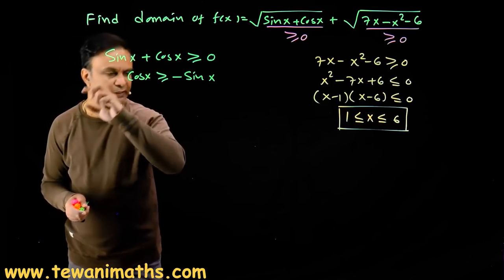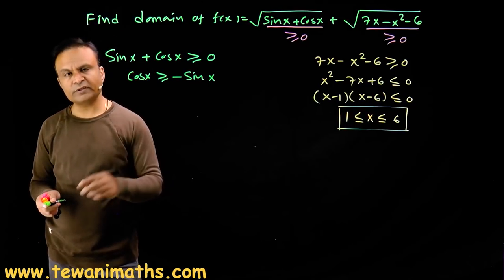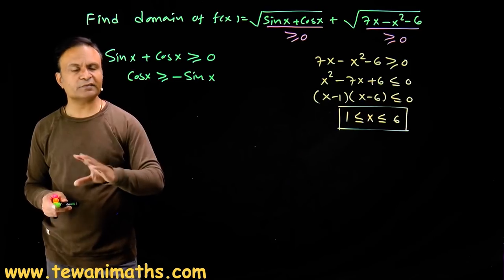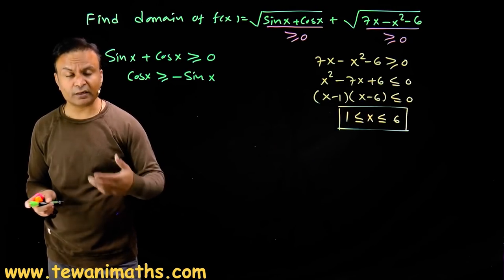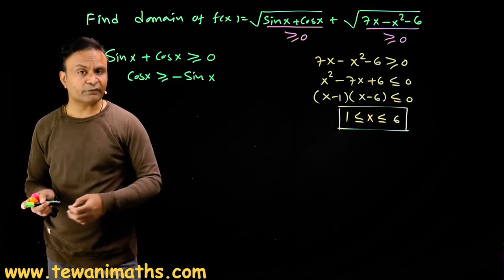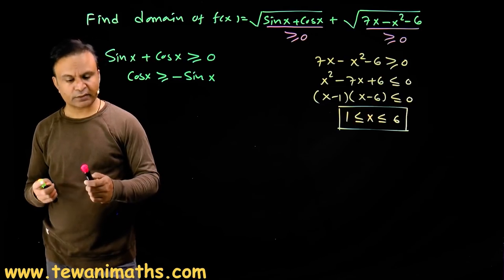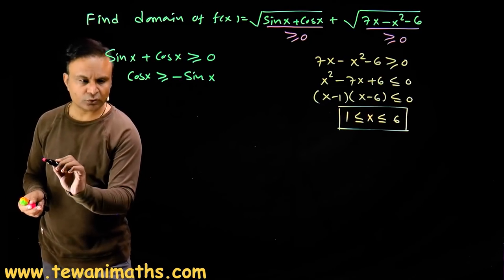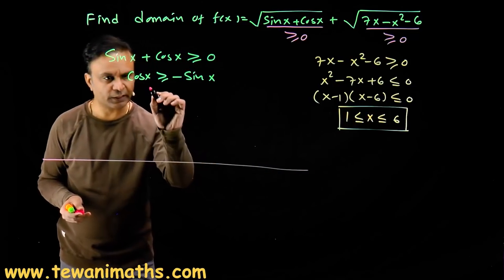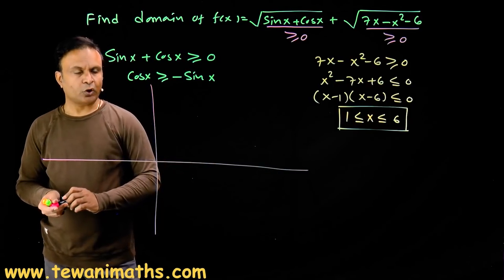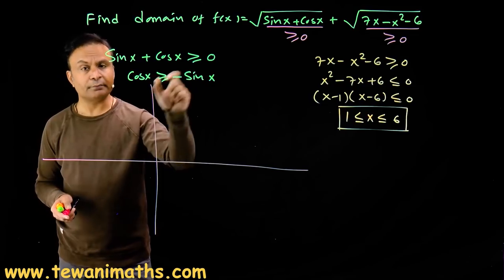To solve these types of inequality, we always use the graphical method. It is always advisable to use the graphical method. There may be other, non-graphical methods, but the best is the graphical method. So, let's draw the graphs of two functions: cos x and minus sin x.